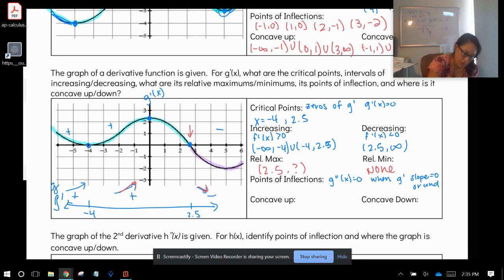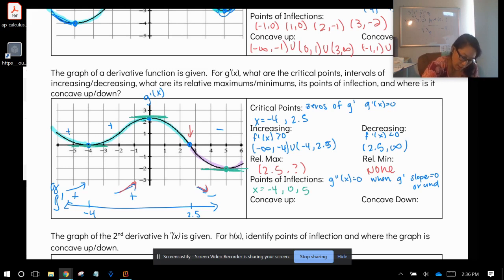Okay, so I'm looking at the relative mins and maxes of the graph, because that's when g prime has a horizontal tangent line. I don't have any vertical tangent lines or sharp turns. Looks like I have another relative min here at 5. So we're going to have points of inflection when x is equal to -4, 0, and 5. Okay, at horizontal tangent lines.